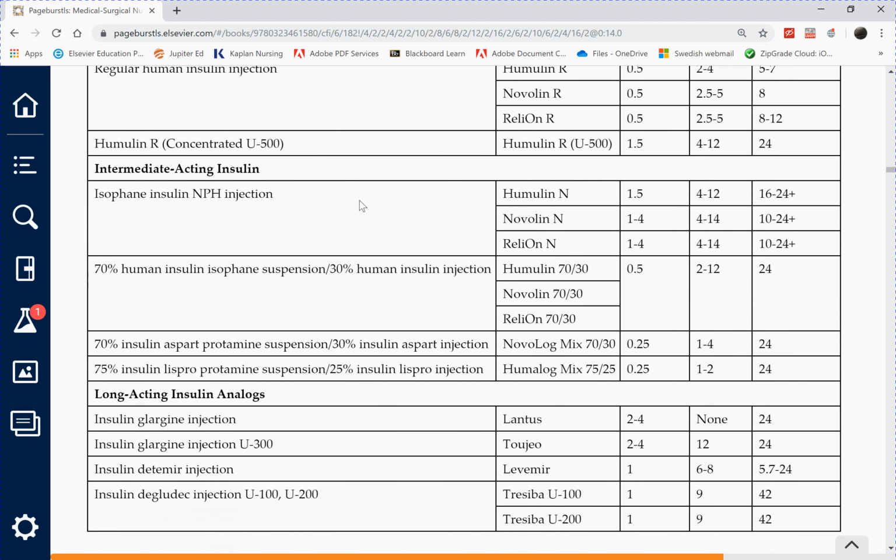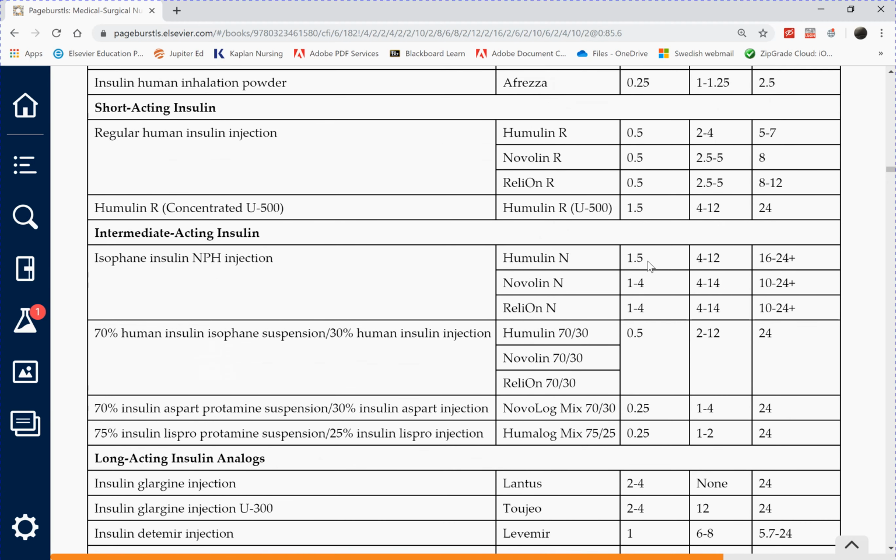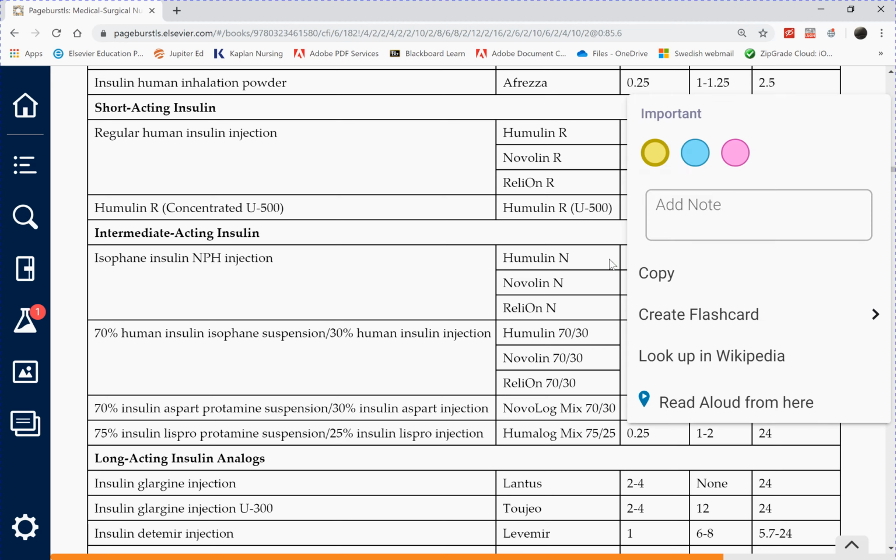NPH is intermediate. Look at the onset. The onset is 1.5 hours, which makes this type of insulin not ideal for pre-meal use because it's very unpredictable.